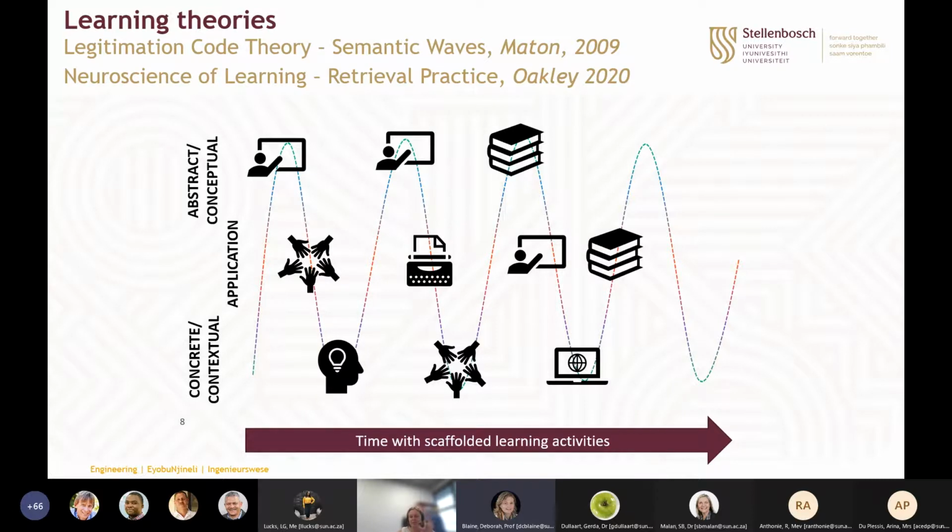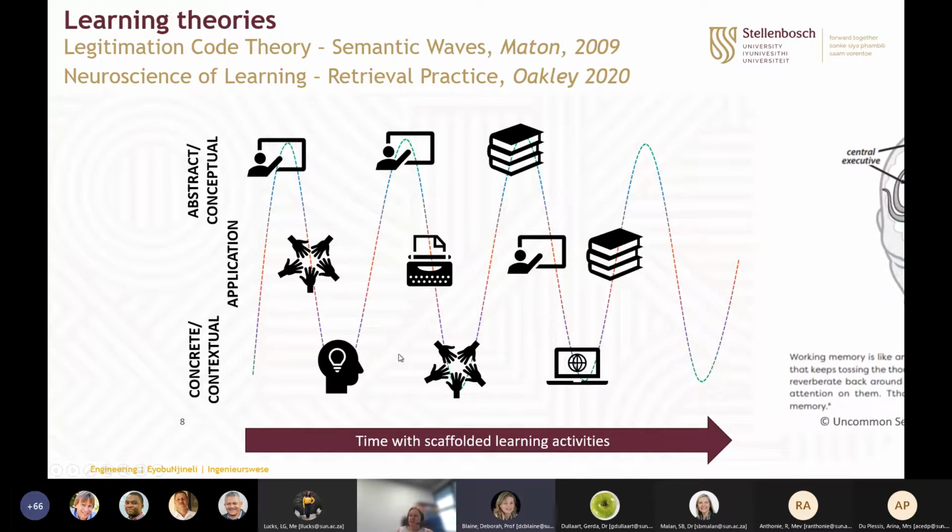learning. And one of the aspects of the neuroscience of learning that I want to focus on is retrieval practice. So it's really important to have these scaffolded learning activities that are taking place over the entire semester, and that you're not just finishing chapter 1 and never looking at it again until you get to the final assessment.